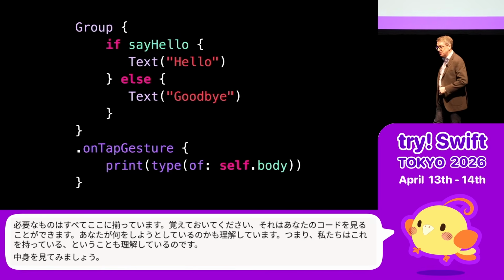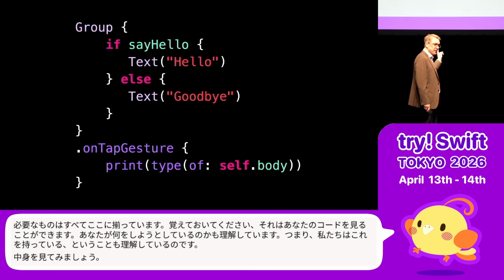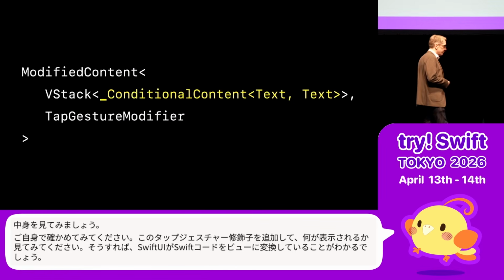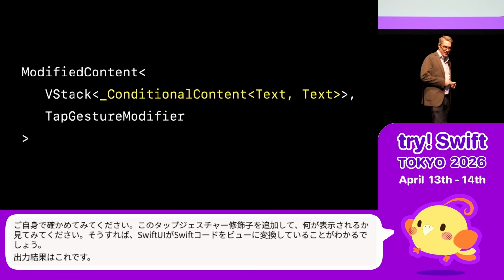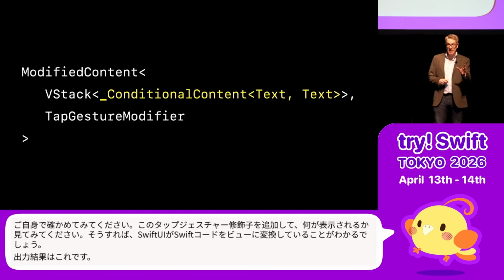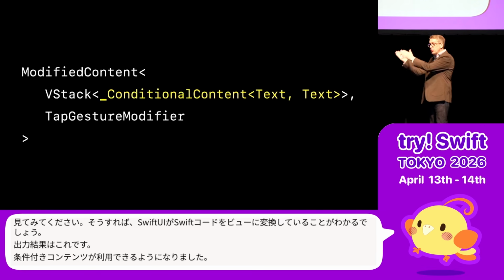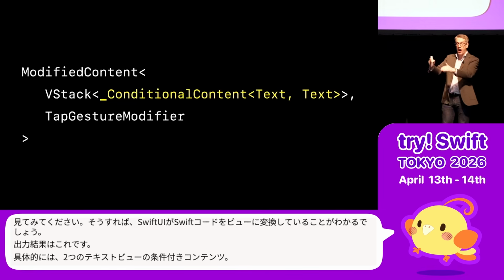Add this tap gesture modifier, see what comes out, and you'll find SwiftUI has taken your Swift code and made it into views instead. This output is this. We have conditional content now. Specifically, a conditional content of 2 text views. Our hello and our goodbye, our if and our else blocks.